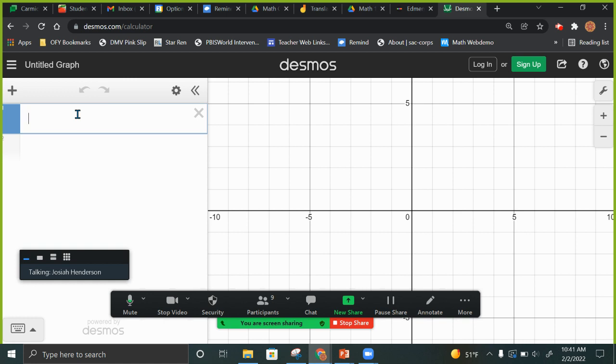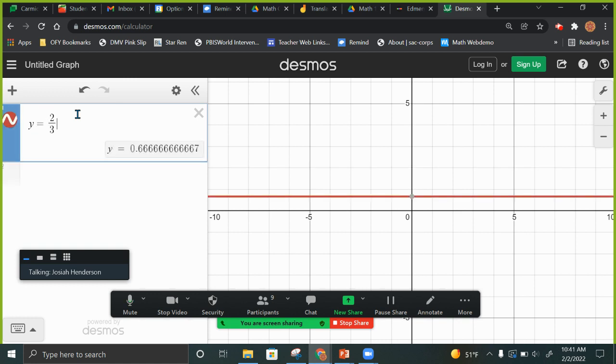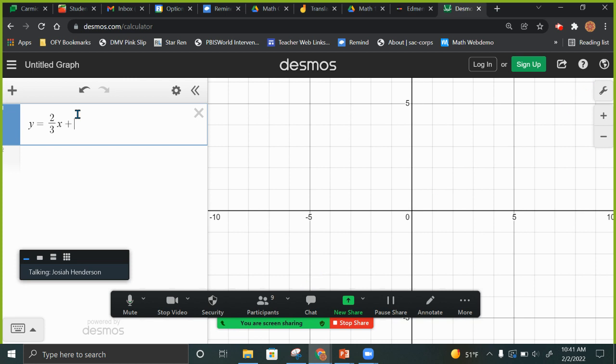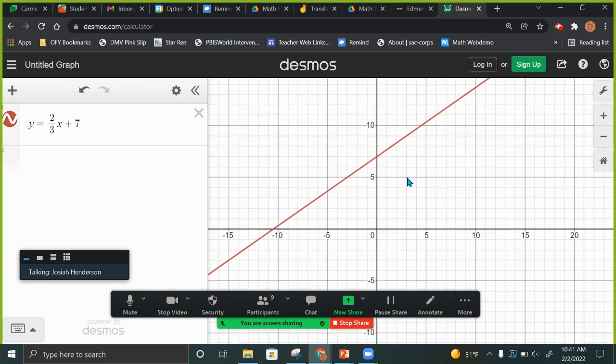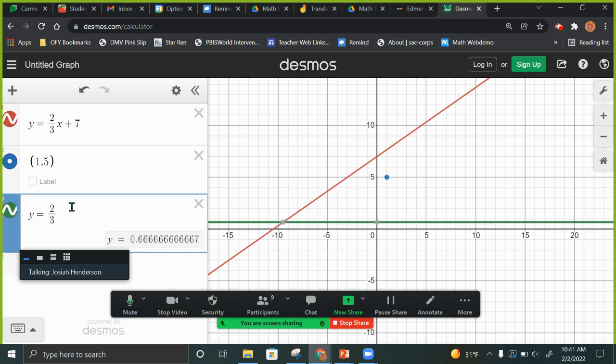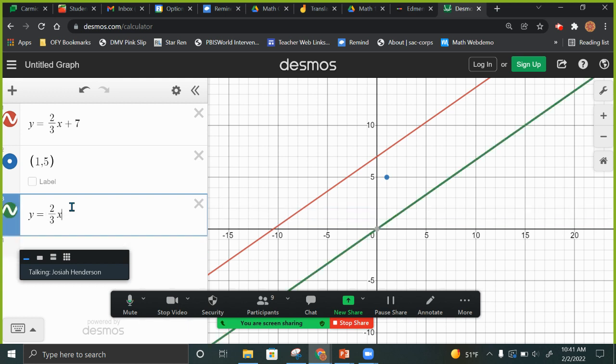So to graph both of these, I'm just going to type in the equations on the left side. Y equals 2/3 x plus 7. So there's our first line, the one they gave us. Here's our new one. First off, actually, let's type in the point, 1, comma 5. Here's the point they gave us right here. So remember, the goal was to write the equation of the line that's parallel to this starting red line, and it goes through 1, 5. Let's type in the one we just found. Y equals 2/3 x plus 13/3.